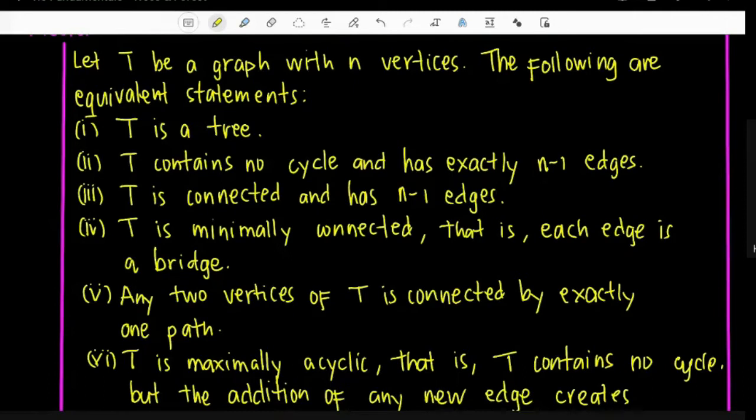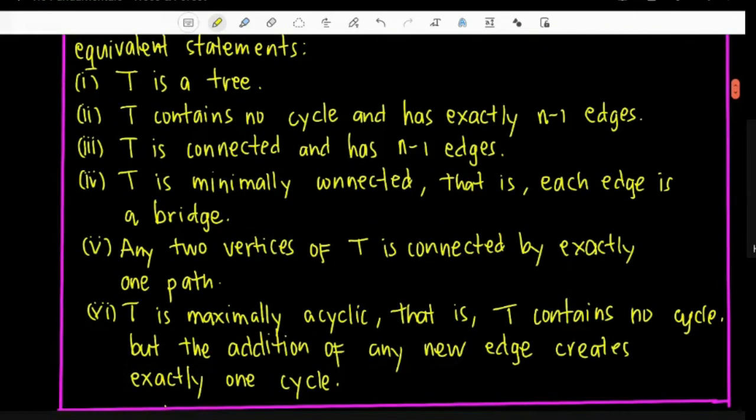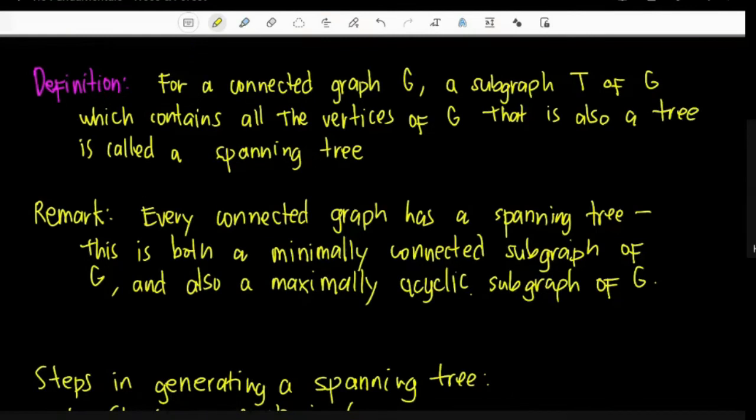Now, if you see a connected graph with n minus 1 edges, then that's also a tree. If a graph is minimally connected, that is every time you delete an edge, the graph becomes disconnected, then that graph is a tree. Next, any two vertices of T is connected by exactly one path. So if you see that a graph connects two different vertices with at least two different paths, then that's not a tree. And finally, T is maximally acyclic, meaning T contains no cycle, and every time you add an edge, you create a cycle.